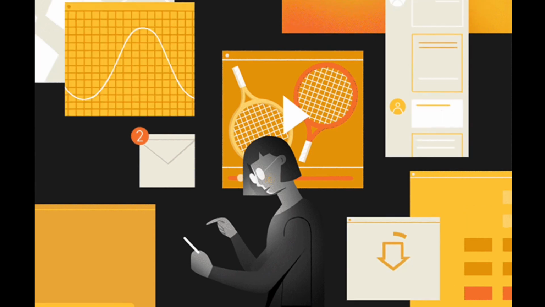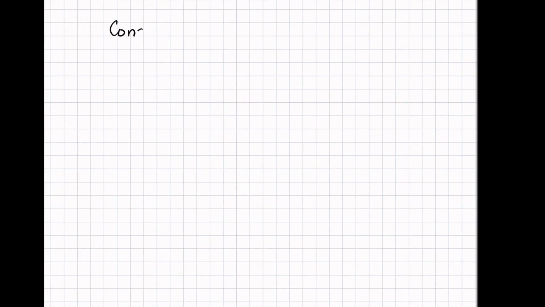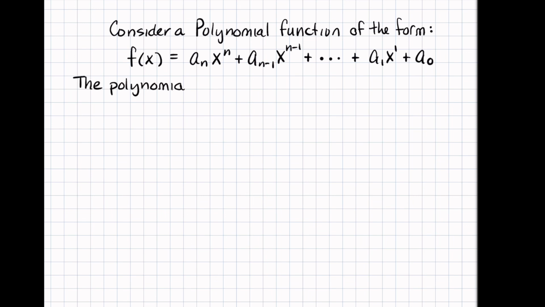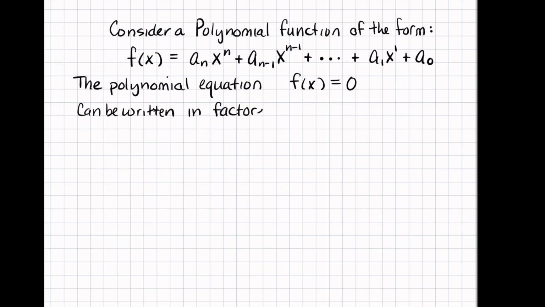Now, to get to the heart of what Galois theory attempts to talk about is how there's a connection to the solutions to polynomial equations. So consider a polynomial function of the form f of x is equal to a_n x to the n plus a_(n-1) x to the n minus 1 all the way down to a sub 0. Now, a polynomial equation, f of x equal to 0, will have a number of solutions, and if it's an nth degree polynomial, it'll have at most n roots.